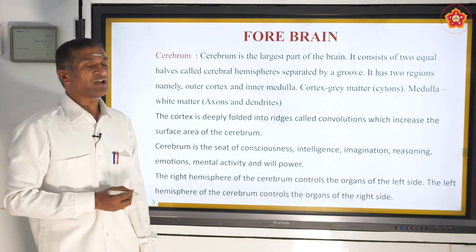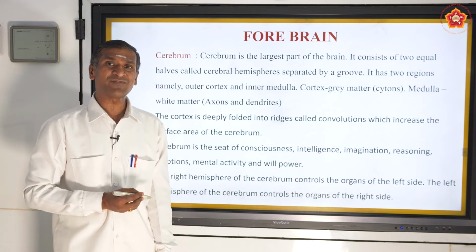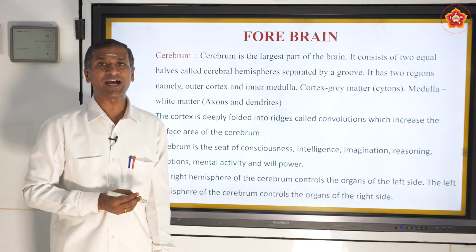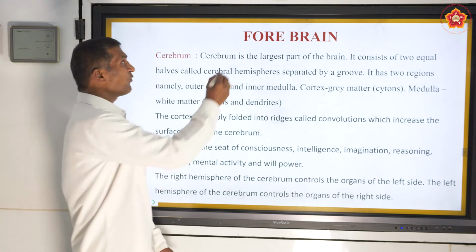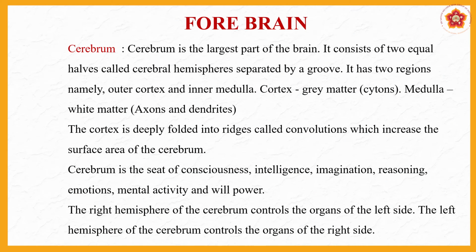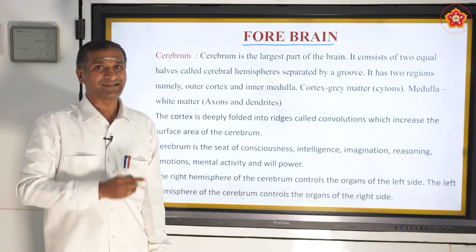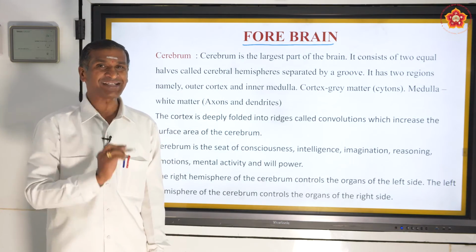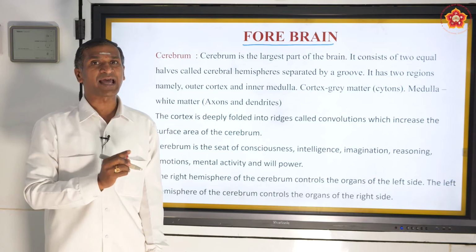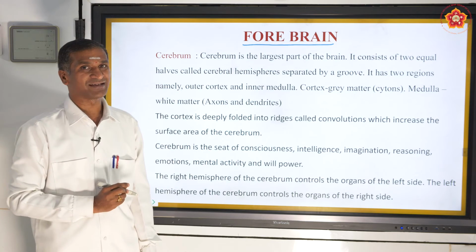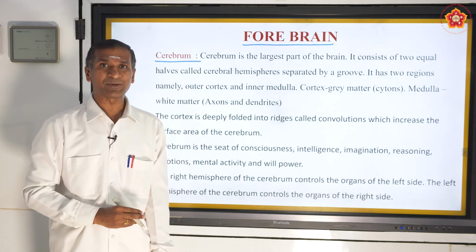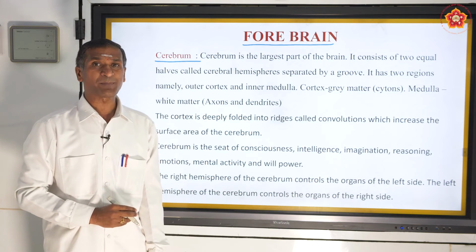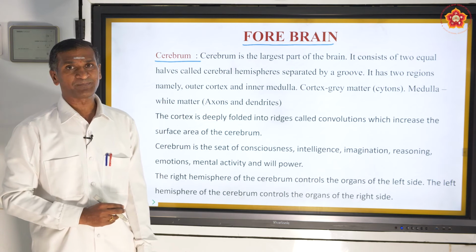Forebrain. As we know, for our understanding, we have divided the brain into 3 parts: forebrain, midbrain, and hindbrain. The forebrain has 2 parts, cerebrum and diencephalon. The diencephalon has 2, so in general it is 3. The diencephalon has thalamus and hypothalamus. Let us move to the cerebrum. It is the largest part of the brain. 3/4 of the brain is covered by the cerebrum.